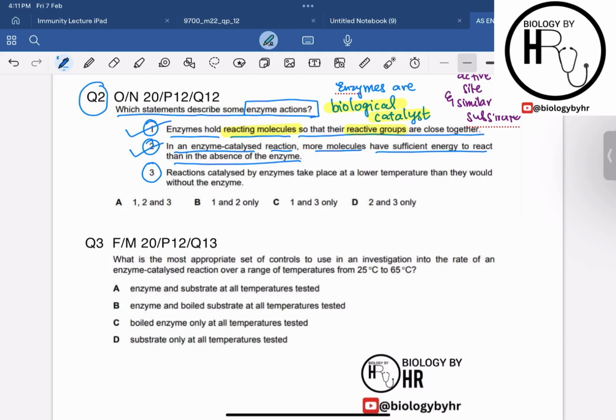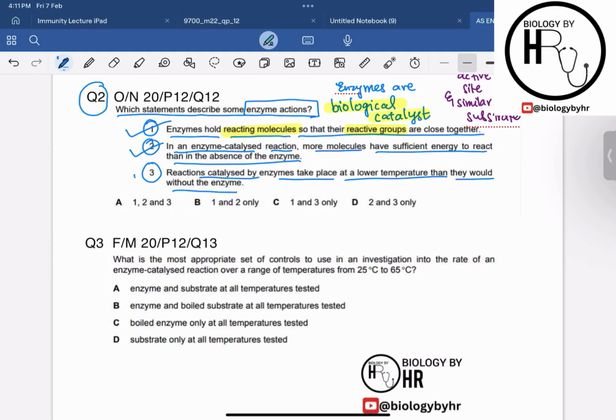Now let's read statement 3. Reactions catalyzed by the enzyme take place at a lower temperature than they would without the enzyme. Yes, obviously, because enzyme is speeding up the rate of reactions, right? Enzymes are speeding up the rate of the metabolic reactions in our body, and they are doing it by lowering the temperature of the reaction than they would without the enzyme, right? Then they carry the reaction at a lower temperature, while the same reaction would be taking place at a higher temperature without the enzyme. I hope that you are getting what I am trying to explain over here.